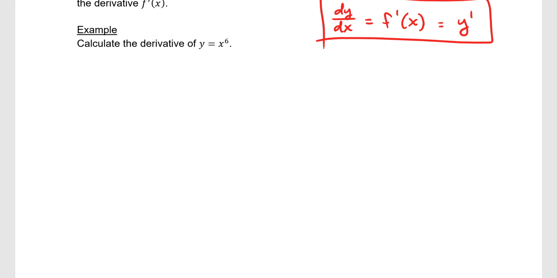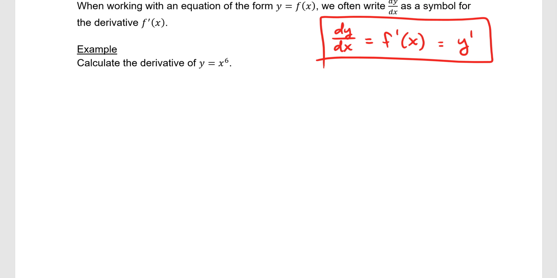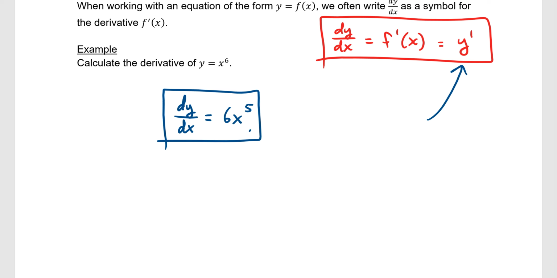Okay, let's calculate the derivative. y equals x to the 6. So obviously this is really repetitive. This is just showing change in notation. So if we want the derivative dy/dx, we could have written it as y prime also. That's going to be 6x to the 5th using the power rule, and we are done. Okay, so just showing off our different notation here, nothing new.